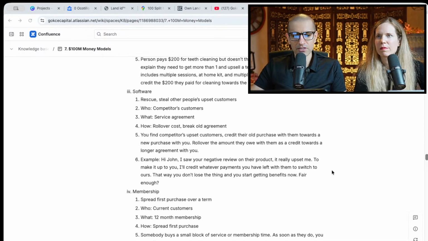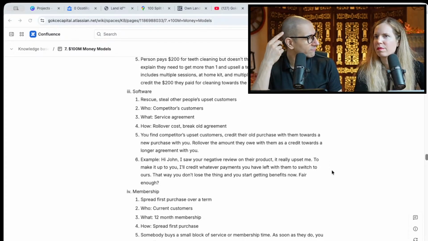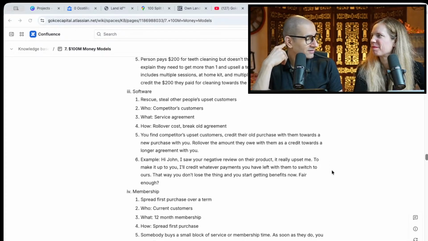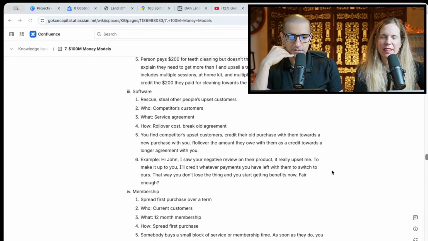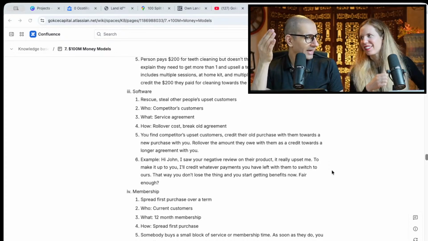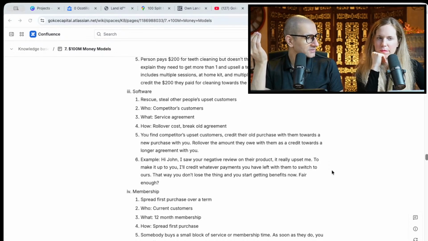Software. Rescue. Steal other people's upset customers. Who? Competitors' customers. What? Service agreement. How? Rollover cost, break old agreement. Oh, T-Mobile does that, right? Verizon, T-Mobile, AT&T. Yeah, they do that, right? Yeah, we'll pay for your breaking the contract. You find competitors' upset customers. It's ruthless. No, but that's how you have to be when it's a very competitive space.